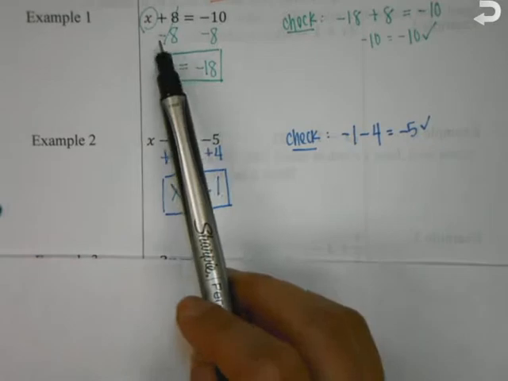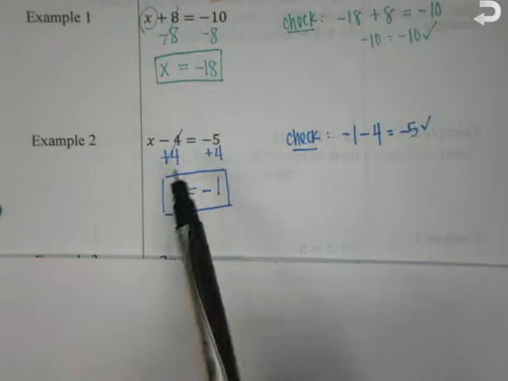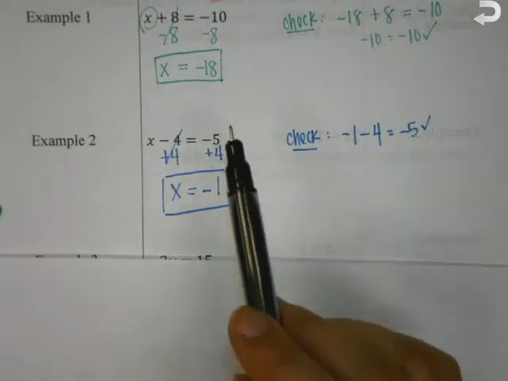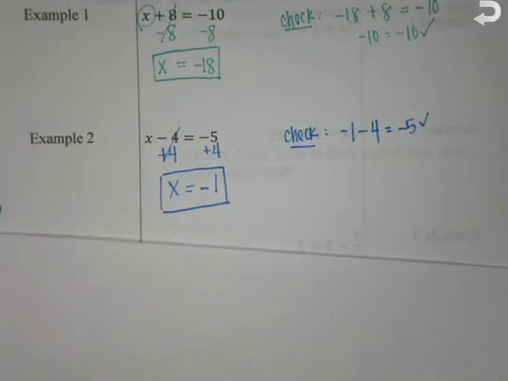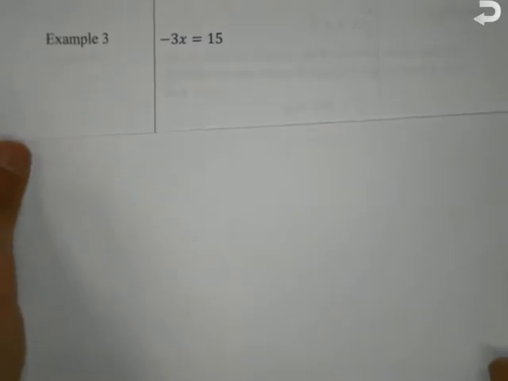If it's an addition problem, we're going to subtract from both sides. If it's a subtraction problem, like example 2, we're going to add to both sides. We just do the opposite. Okay? So example 3. We have negative 3x equals 15. This one is a little trickier.